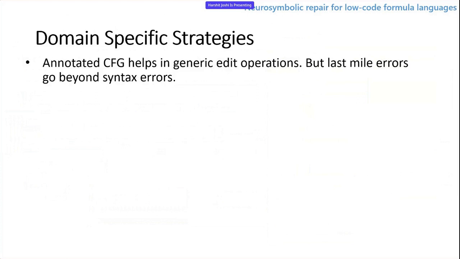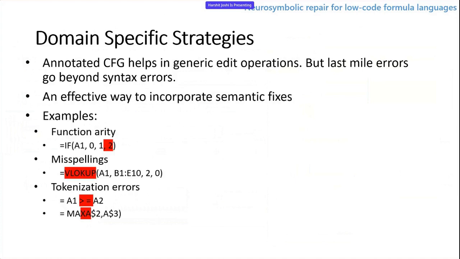Now once we have the context-free grammar, the thing is that it can only facilitate syntactic repairs, but the last mile errors go beyond syntax repairs. So we need a way of fixing semantic repairs. For this, we have domain-specific strategies which can perform these semantic repairs. These domain-specific strategies are basically pluggable heuristics which we can write in a couple of lines of code. We have a set of these strategies which can apply to multiple low-code domains. Examples of the types of repairs they help with are wrong functionality, misspelling, and some other tokenization issues.